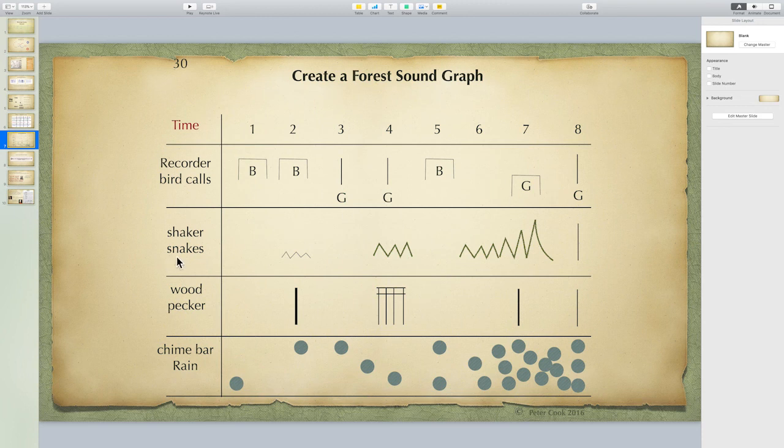Then on the next line, we've got shakers, which are being like snakes. So this means just a shaky sound on a maraca or something like that, maybe a homemade instrument. And then we've got the woodpecker on, and this would maybe be on a piece of wood, or it could be an agogo or something like that. So we've got a very strong note here. That's an ant note. And then we've got, oh look, this looks like caterpillar there. And then we've got ant, and then we've got another ant.